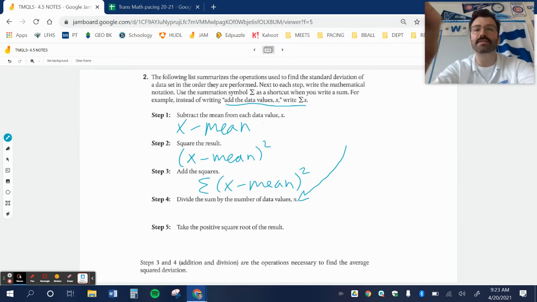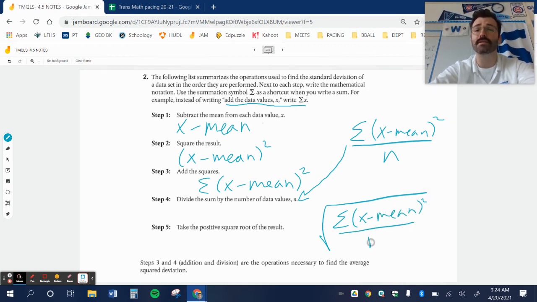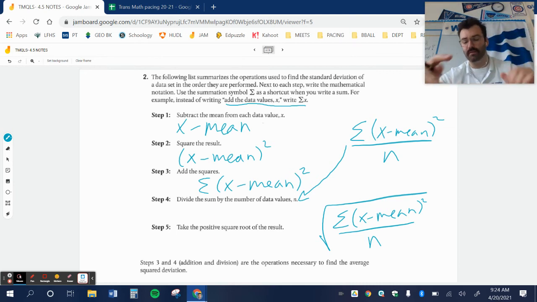Now it says divide the sum by the number of values. Why am I doing that? To find the average. So I'm going to do this divided by the number of values, and step 5 is to take the square root of the result. So I'll square root that whole thing. Now there's a step-by-step process that we're going to follow, but I'll organize it a little bit better for you. We'll make it make a little bit more sense.